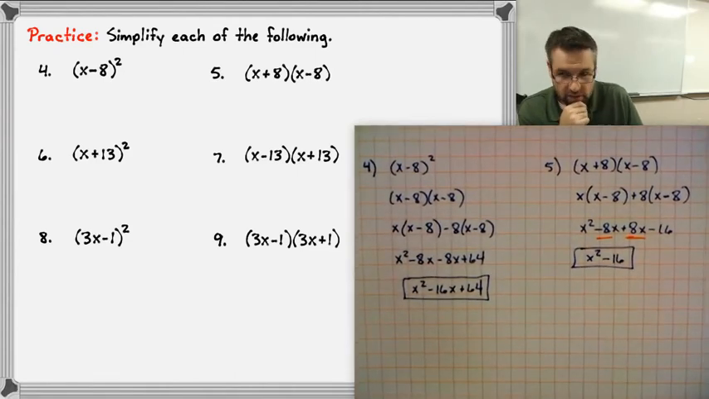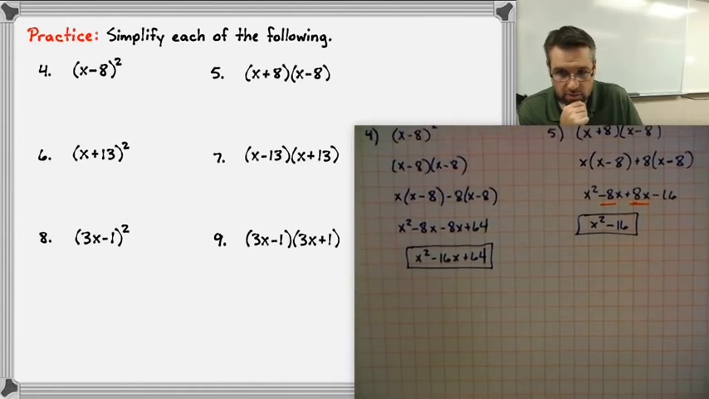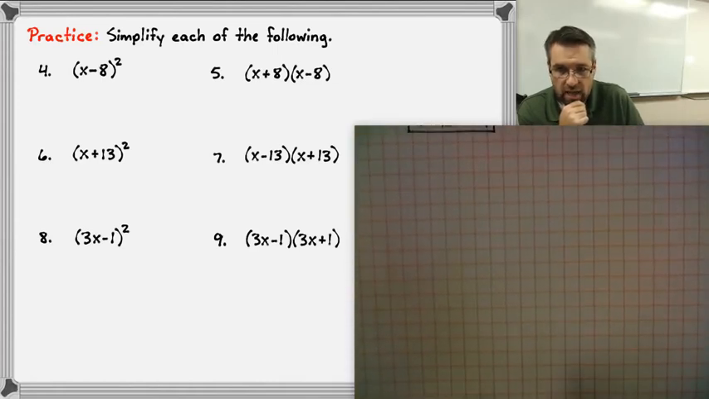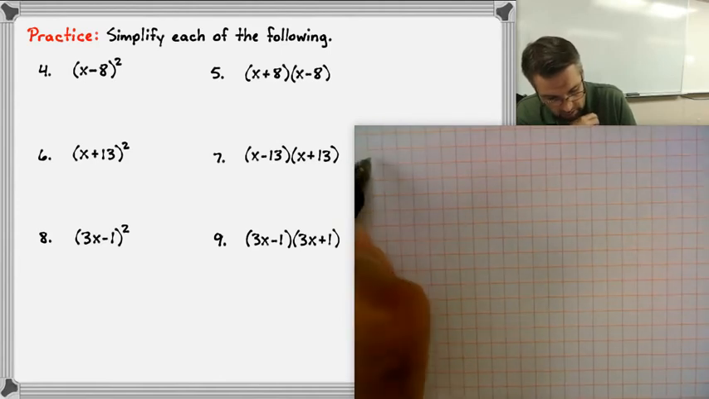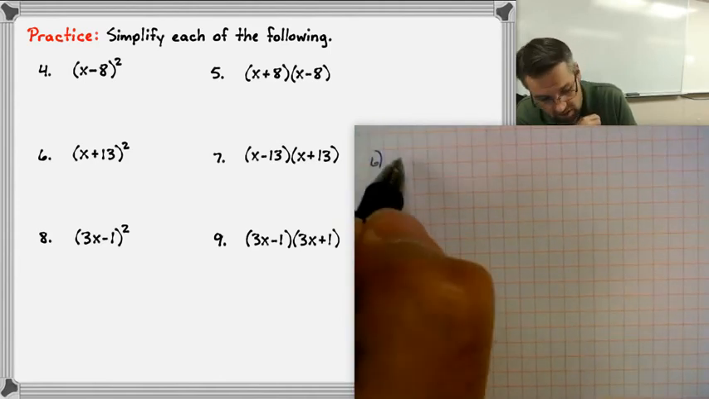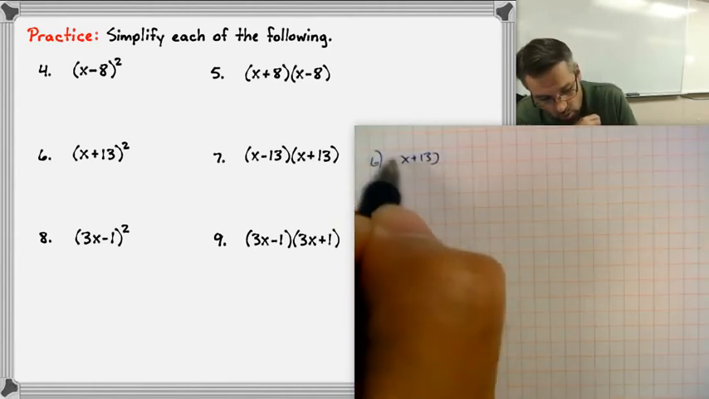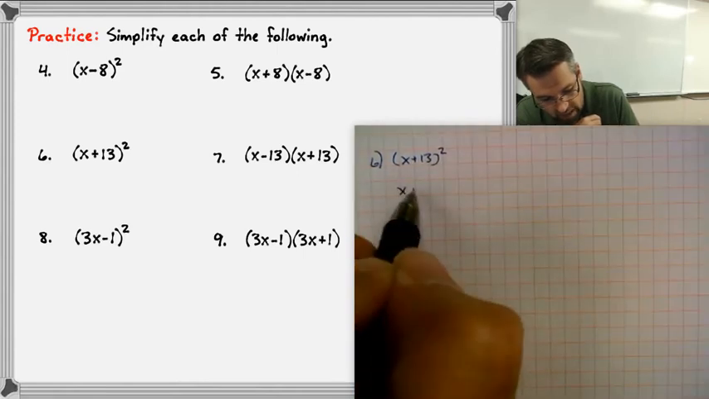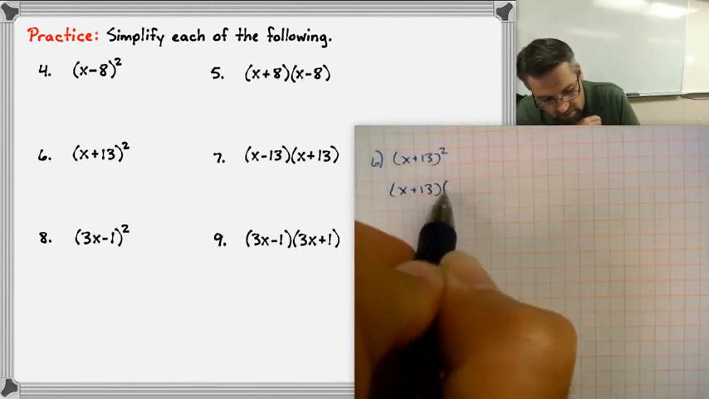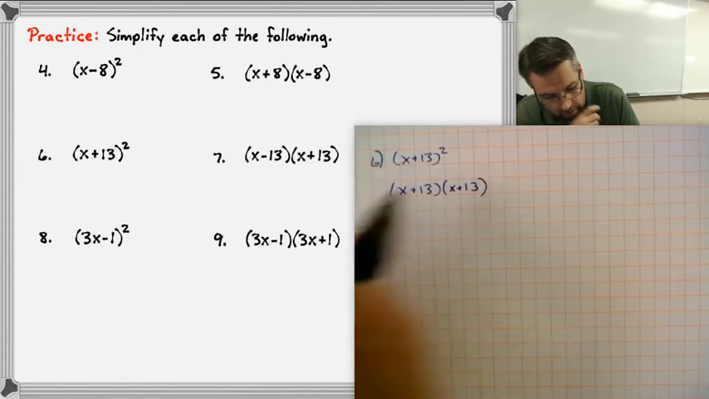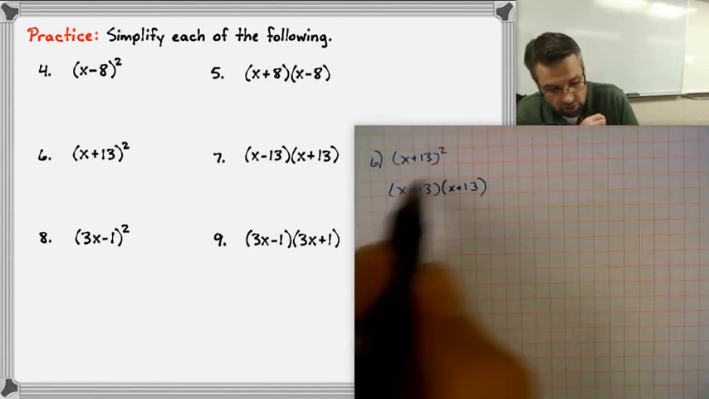Okay? So if you haven't done so yet, do number 6 and 7 on your own, and then come back and see how you compared. Number 6, we have x plus 13 squared. That should expand to x plus 13 times x plus 13. And then I'm going to just show you the answer here.